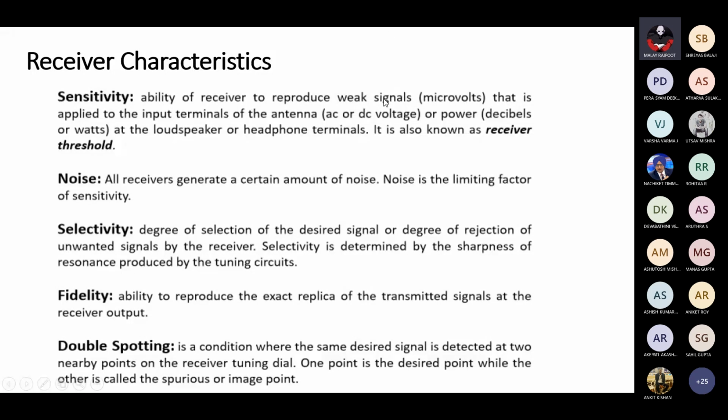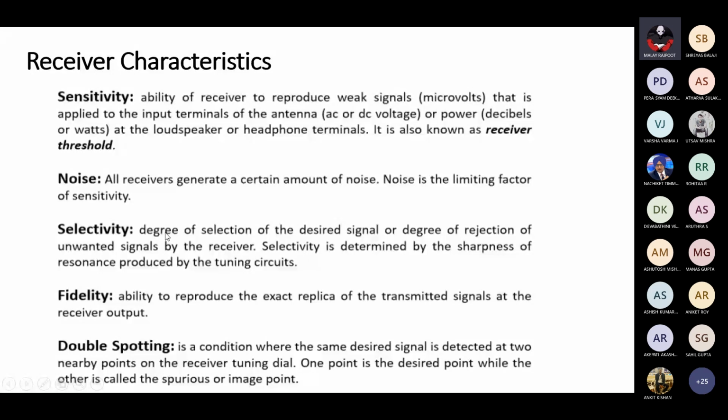So even if the received signal is very weak or feeble, the receiver should correctly receive it and be able to amplify it. Any receiver should have a good amount of sensitivity. That is applied to the input terminals of the antenna or power at the loudspeaker or headphone terminals. It's also known as receiver threshold. Again, noise: all receivers generate a certain amount of noise. It's the limiting factor of sensitivity. Generally, sensitivity should be high and noise should be low for any receiver.